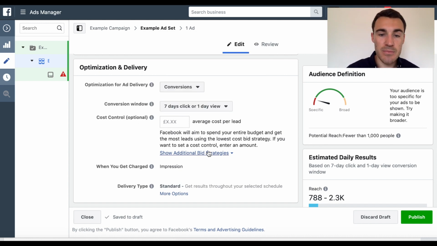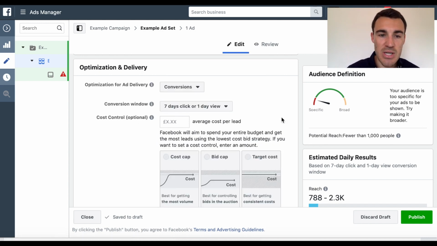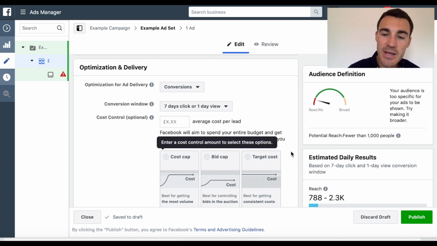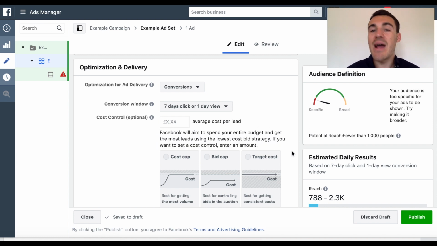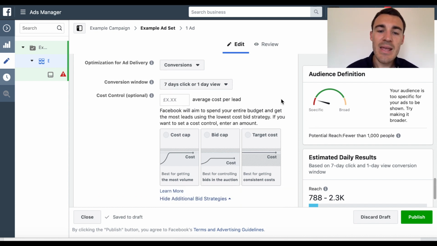It is completely optional. If we show additional bid strategies, you can take a look at a few different options that you may want to play around with. And Facebook has changed this fairly recently. There's target cost, which is something that I rarely recommend. We've experimented with them, but it doesn't seem to produce the best results. I've produced another video that talks about lowest cost versus target cost. So check that out if you're more interested in that.